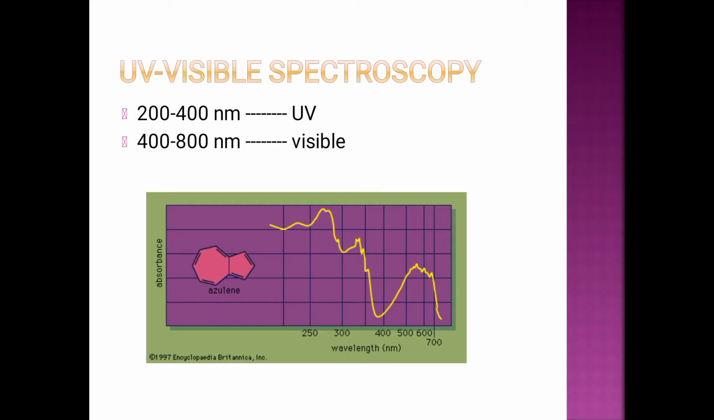First and foremost, the most important is the UV visible range within which we can determine the spectra. So the UV lies in the range of 200 to 400 nanometers and the visible lies between the range 400 to 800 nanometers.